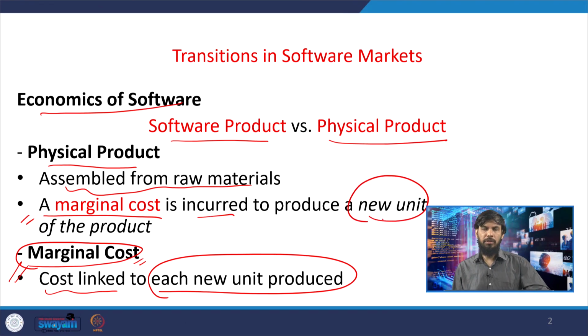So, let us say we have produced 100 units, now for the 101st unit again we will have to incur a marginal cost, because the 101st unit would be a new additional unit and this marginal cost is not going away. So, that would be incurred in producing. So, any kind of physical product that we can think of, this applies. Any new unit that we want to produce, marginal cost would be incurred, right. So, this is the scenario of a physical product or traditional product.